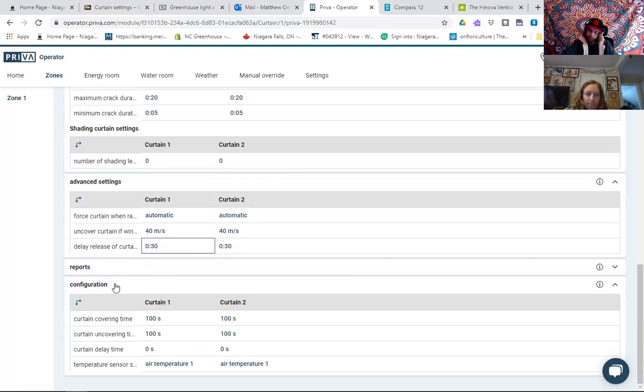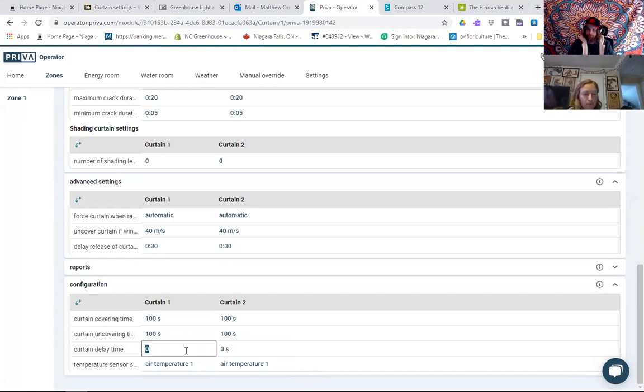Configuration of the curtains. Just like vents, the curtains are based off of time. So you configure your curtains based on how long it takes for the curtain to cover. You'll set the curtain to completely uncovered, manually override it to cover, and you get your stopwatch out and time the amount of time it takes for the curtains to open. Further down in the configuration, you'll have your curtain delay time.